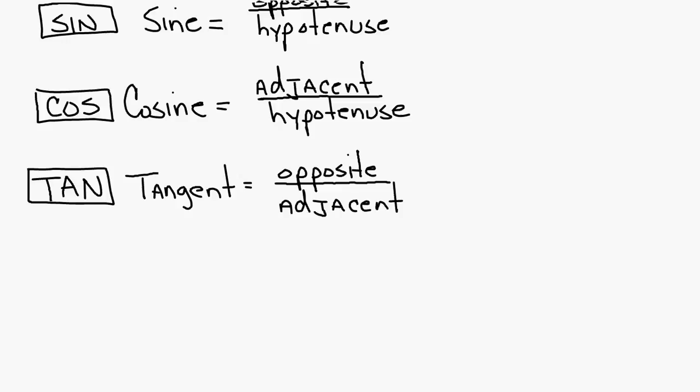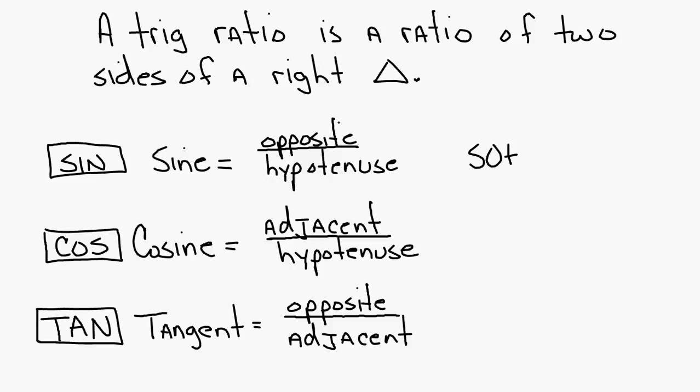Now, there's an acronym that's been around forever for remembering these ratios. And the acronym is Sohcahtoa. And if you look at it, here's how it works. The SO part, SOH, is the acronym for sine equals opposite over hypotenuse.